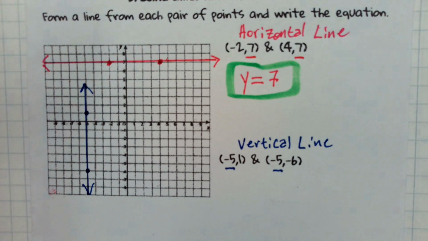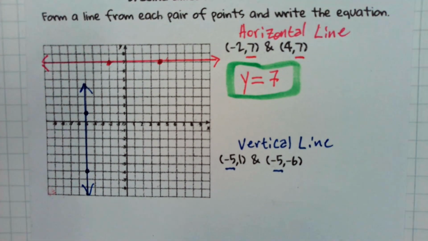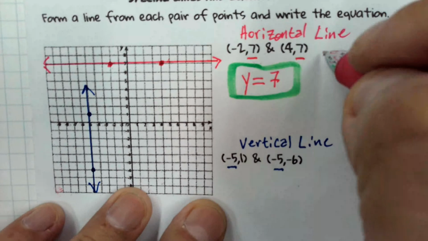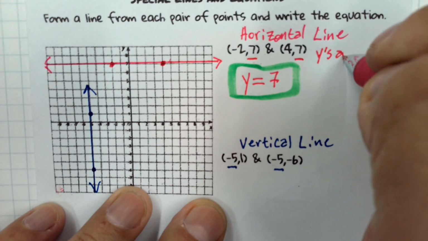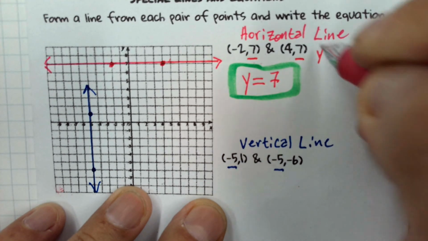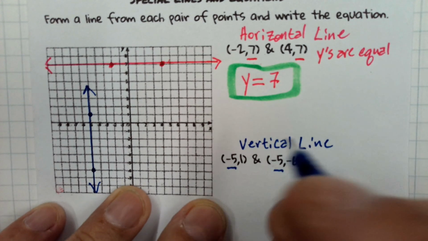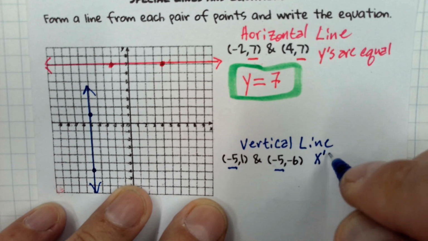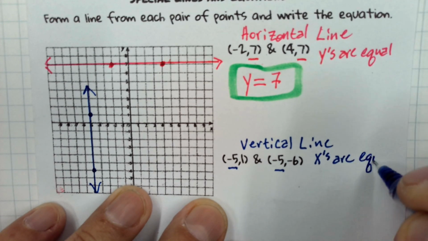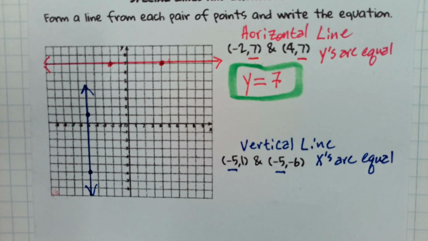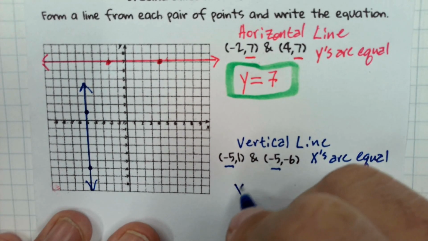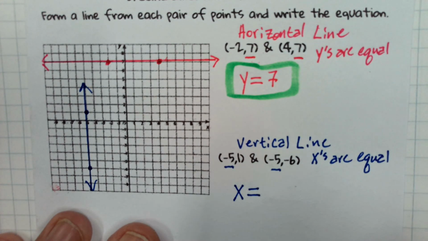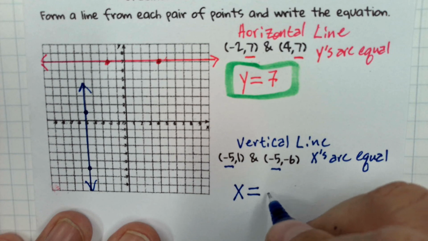Whenever you get a vertical line, the slope is what? Anyone recall? No, it's not a zero slope. It's undefined. Real quickly, I should have pointed this out earlier: for a horizontal line, y's are equal, and for a vertical line, x values are equal. So when you get a vertical line, since the x's are equal, the equation for this line is x equals just x, no y involved. x equals whatever the x value is. In this case, it's x equals -5.